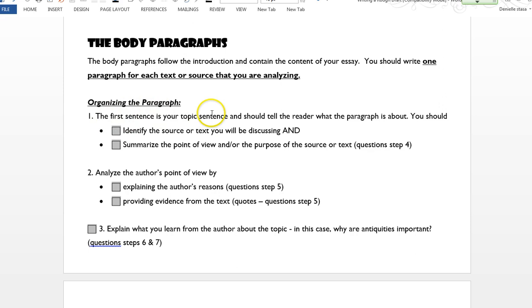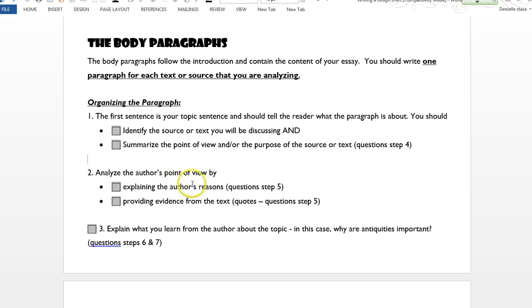You're going to start with a topic sentence. That topic sentence should tell the reader what your paragraph's about. That means that that first sentence should include the source, the title of the source, the author of the source, and summarize the point of view or purpose of that source. Then you're going to analyze the author's point of view. So the question is, how does it help your understanding?